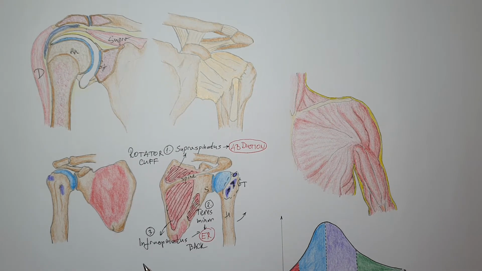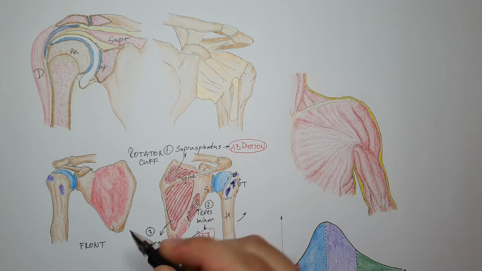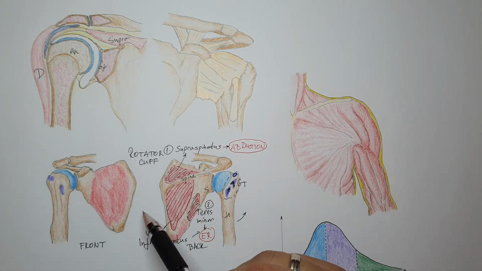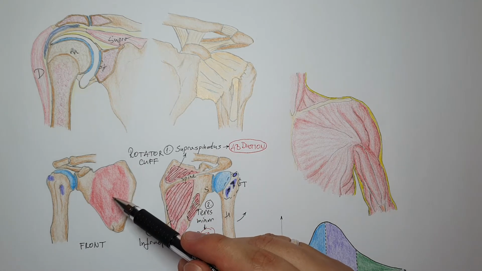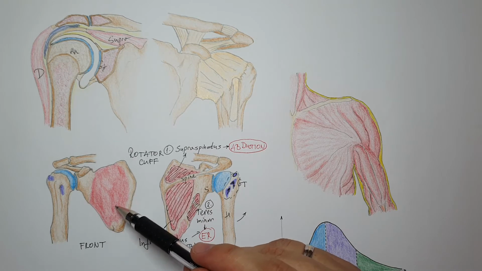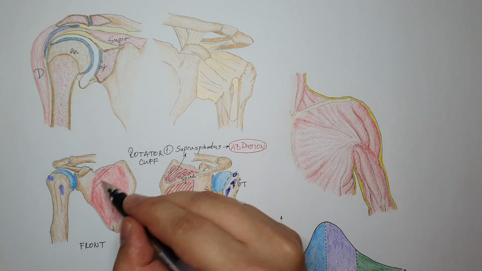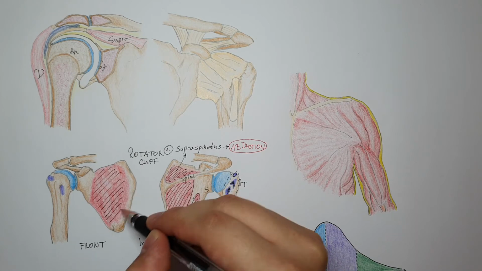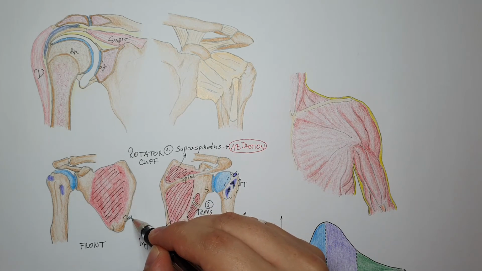the subscapularis muscle. If we look from the front, if we remove the rib cage, this is the front part of the scapula, and this is called the subscapular fossa. And there we have this big muscle called the subscapularis.